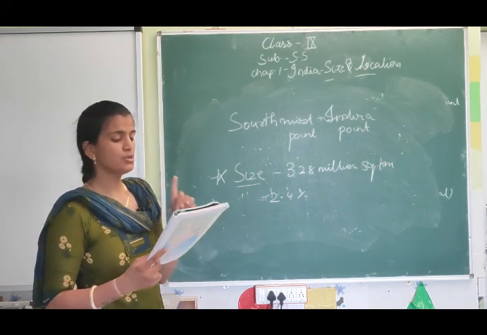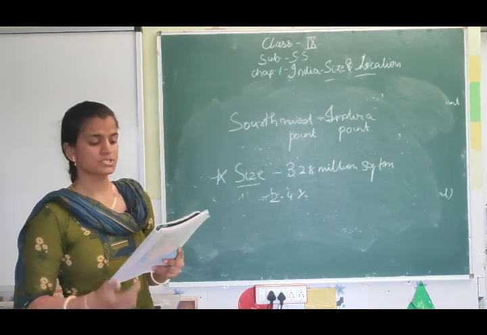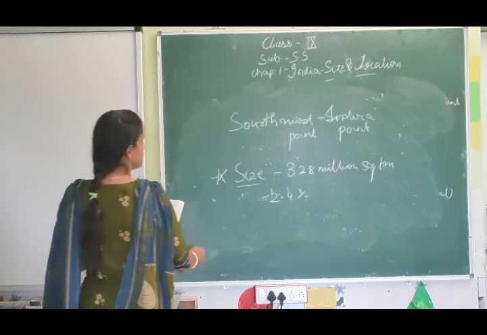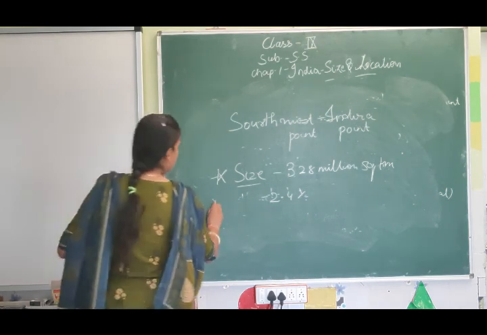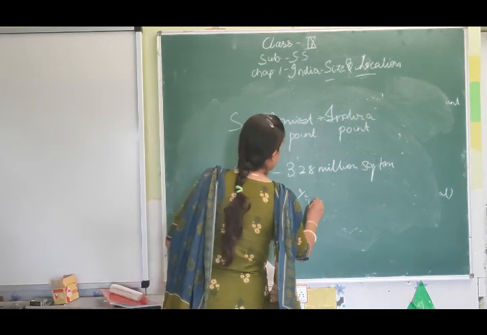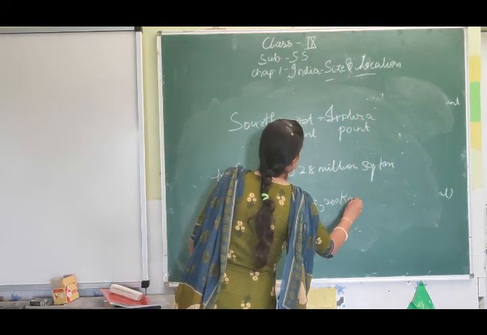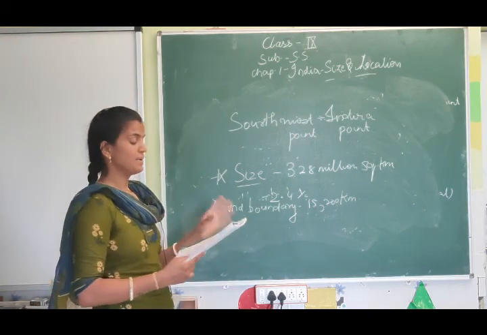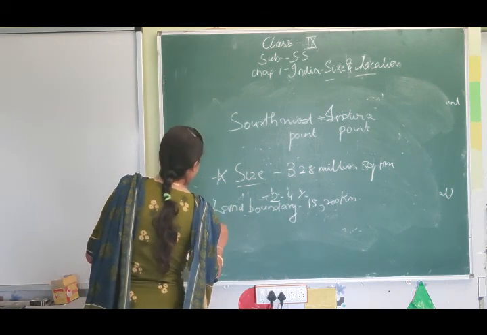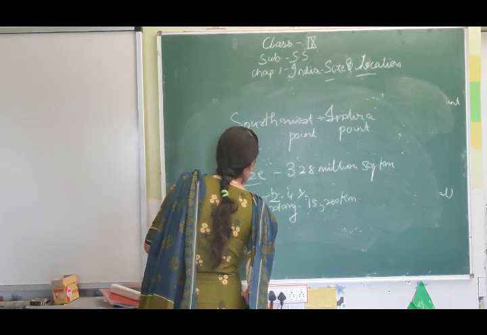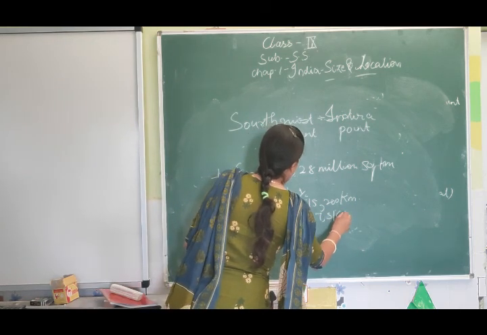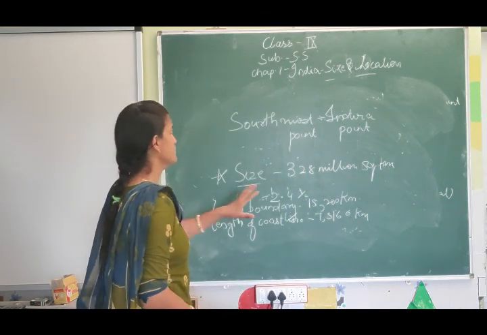India has a land boundary of about 15,200 kilometers, and the total length of the coastline of the mainland, including the Andaman and Nicobar and Lakshadweep Islands, is 7,516.6 kilometers.